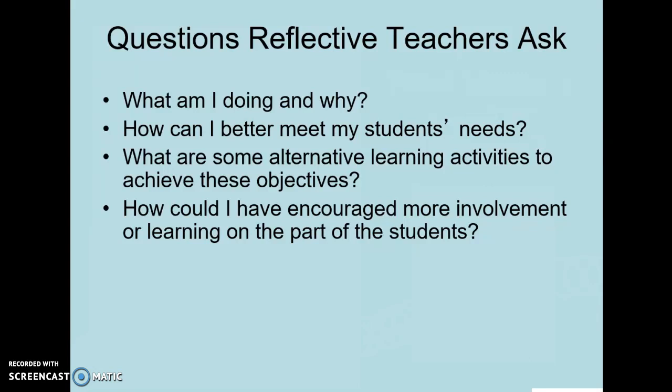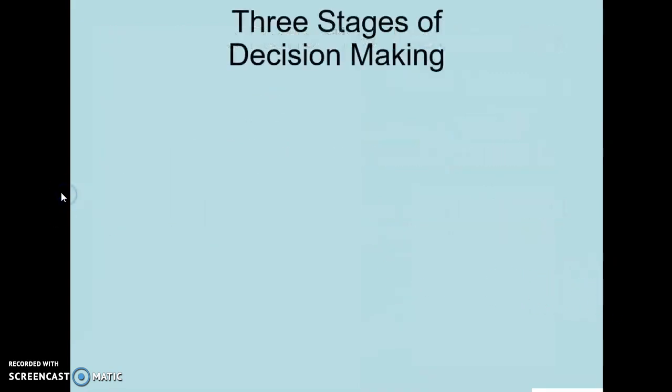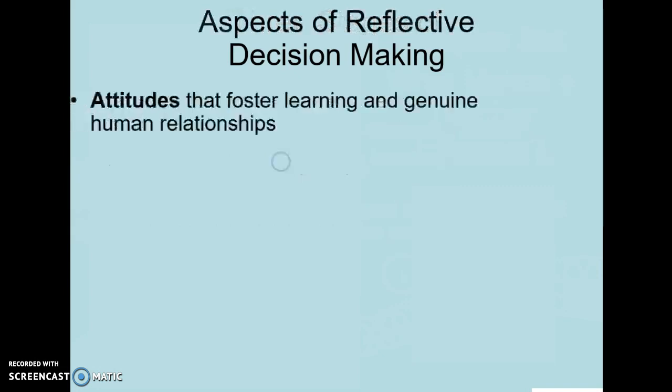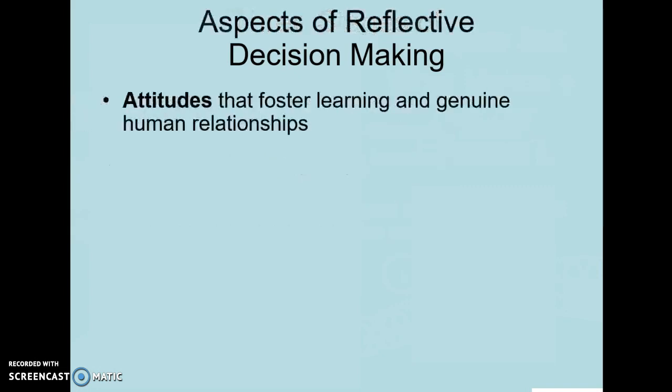How could I have encouraged more involvement in my class or learning on the part of the students? Are you carrying forth? Are you providing different avenues for students to learn? Or are you only doing one way? You have to understand and be able to reflect on that. All right. Three stages of decision making. So in order to be effective, you need to plan out, you need to implement, do, and you need to evaluate, rehash, review. Did it work? Did it not work?